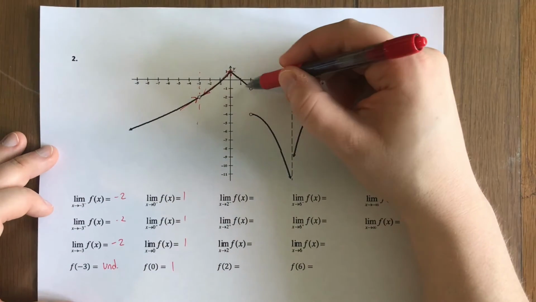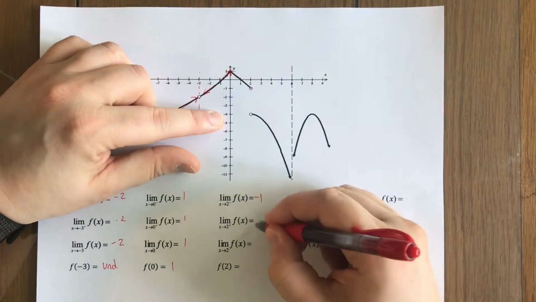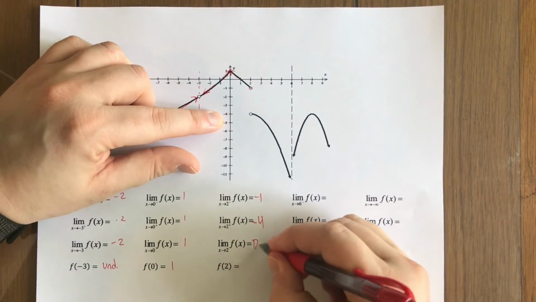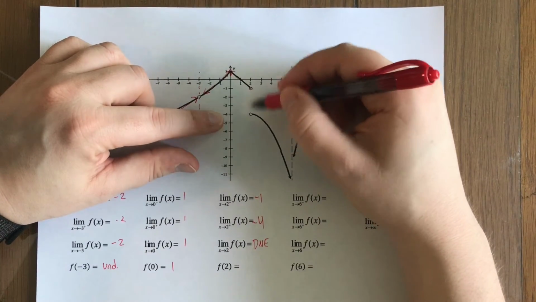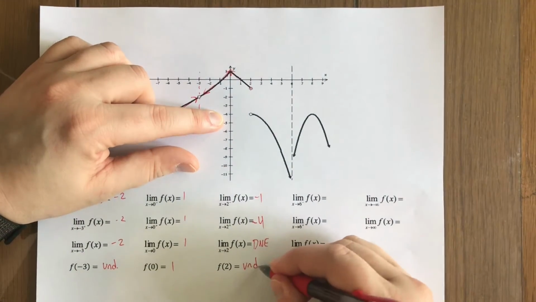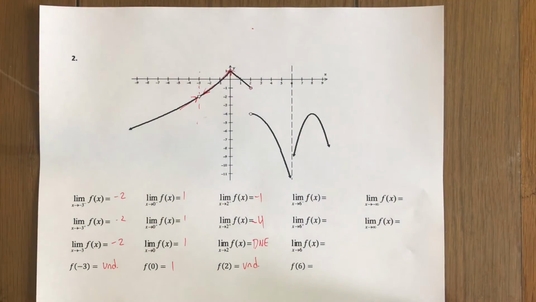At 2, from the left-hand side, we're approaching this height of -1. From the right-hand side, it's down at -4. Those are not the same number the last time I checked. And since they are both open circles here, this function is not defined, as we can see on the graph. There could be a point way up there that's just not shown.